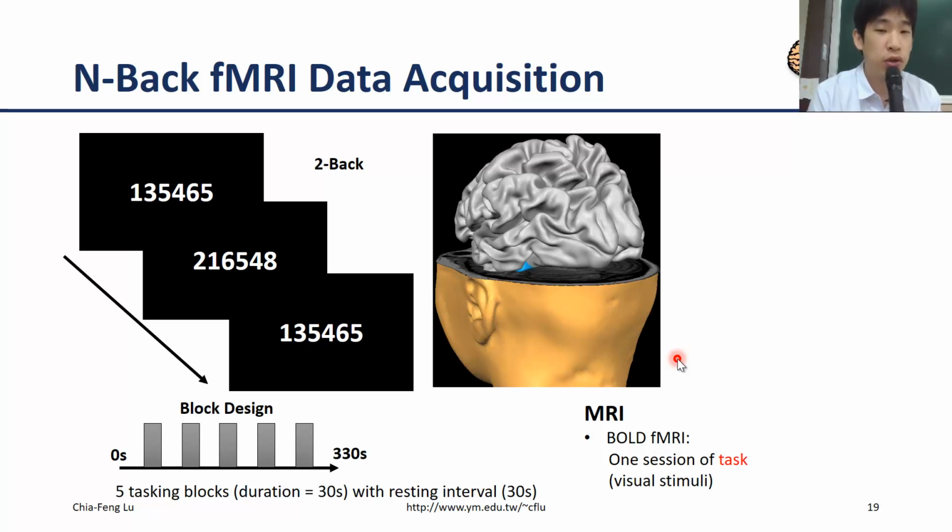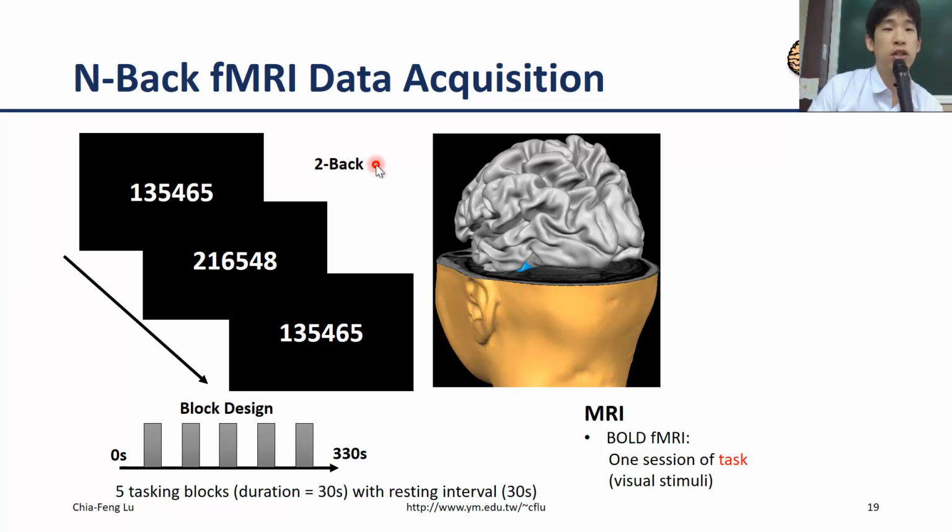As you processed in the last week and this week, you may find out that we actually use the two-back dataset for the image analysis. So this is the procedure for the two-back analysis. We use a block design, with alternating resting and task blocks during the whole imaging session. We have 5 blocks right here. During each block, we display different 6-digit numbers on the screen sequentially, one by one.